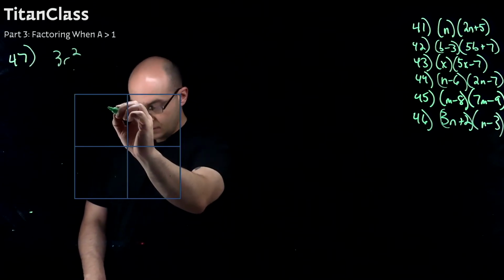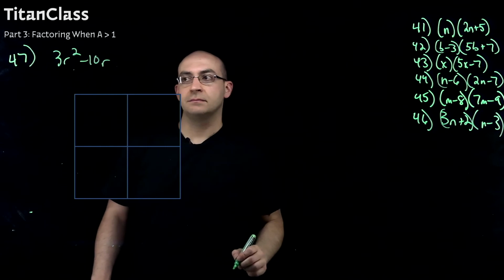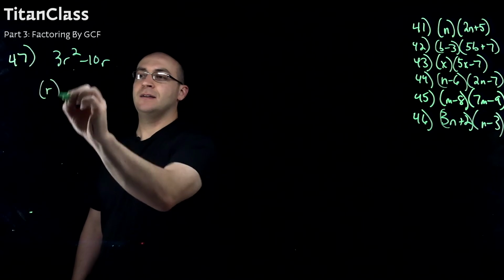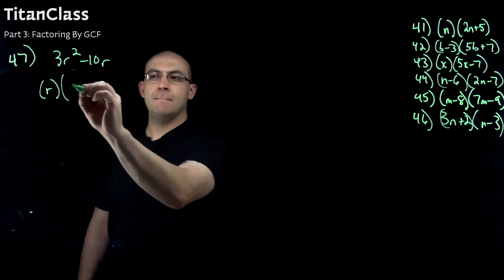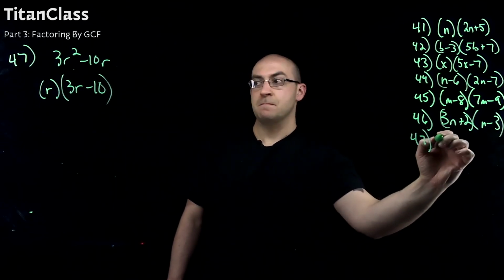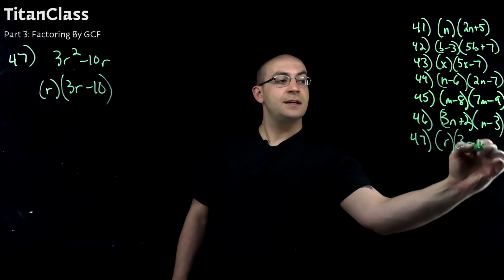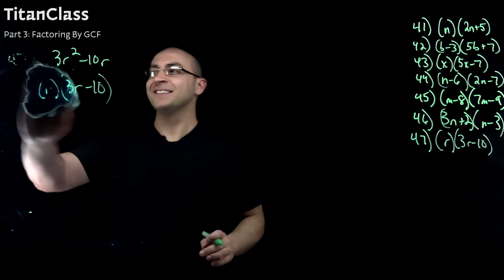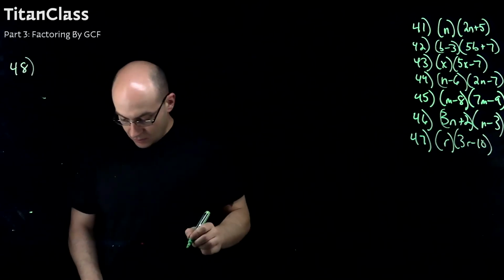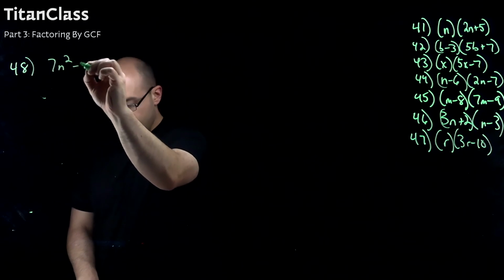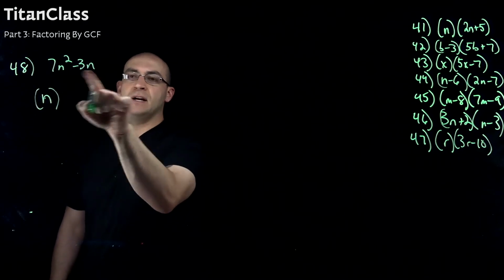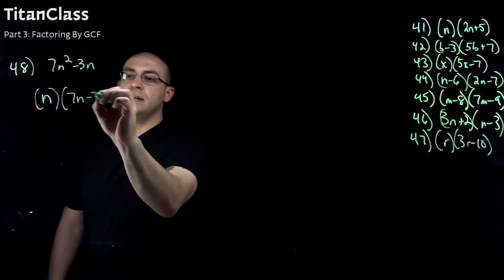3r squared minus 10r. GCF. 3r minus 10 and r. A couple more. 48. 7n squared minus 3n. GCF. N comes out, only thing in common. 7n minus 3.